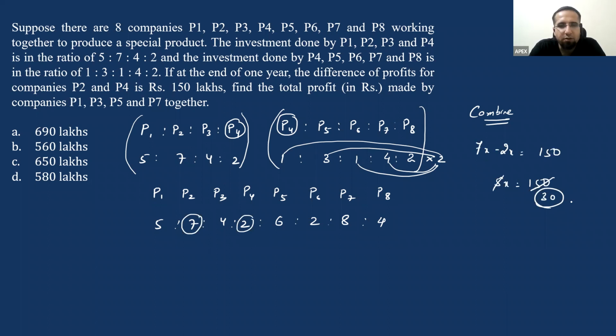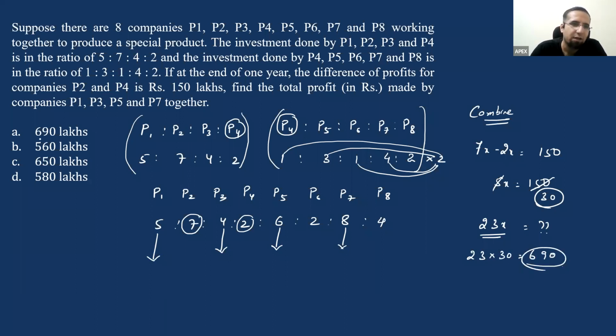Now the question is asking us, find the profits made by P1, that is 5, P3, that is 4, 5 plus 4, that is 9, P5, that is 6, 9 plus 6, that is 15, and P7 will be 15 plus 8, 23. So if x is equal to 30, 23x is equal to what? And that value becomes 23 into 30, which is going to be how much, guys? 690 lakhs. And therefore, option A becomes your answer.